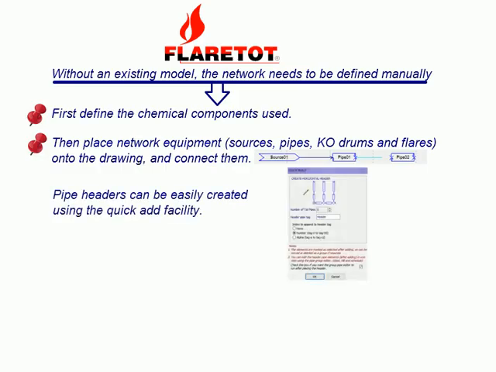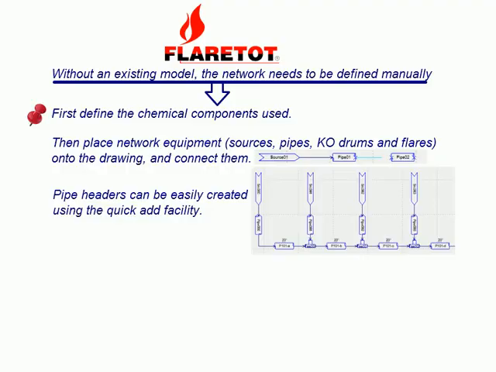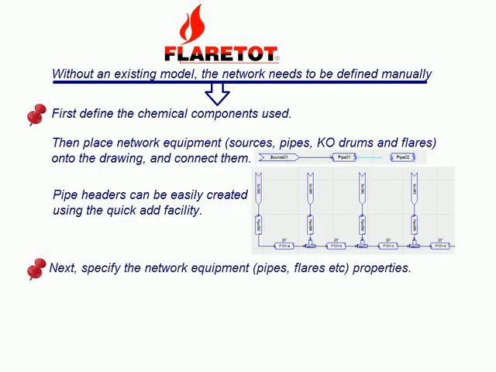To speed up the process, complicated pipe headers can be created in one step using the Quick Add facility. This creates a header with specified pipe size and material with any number of connections. Tag names are generated automatically from a specified base name. Next, the properties of the network equipment, such as pipes, drums and flares, must be specified by double-clicking on the unit in the drawing.